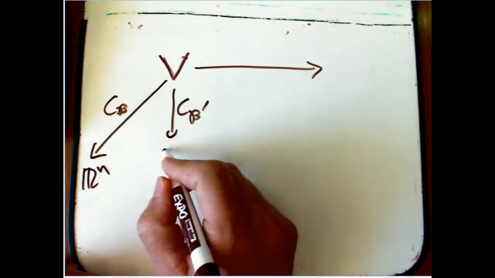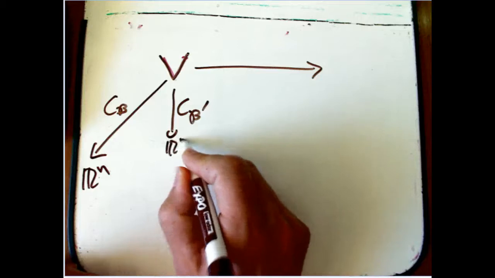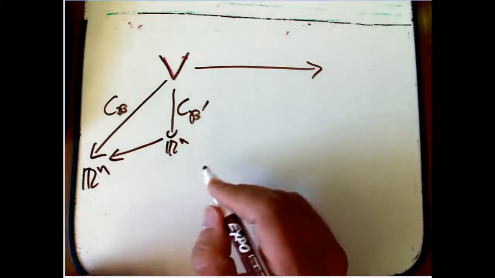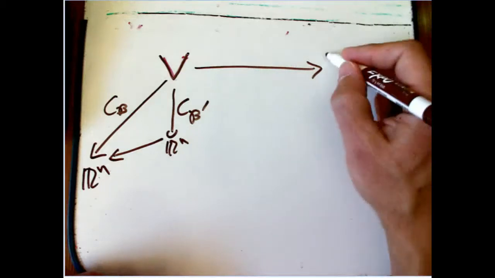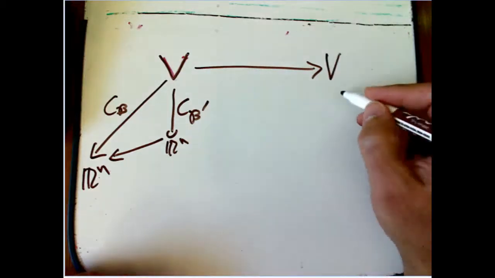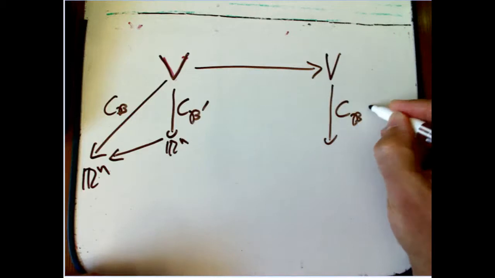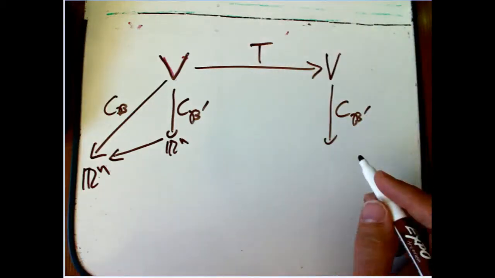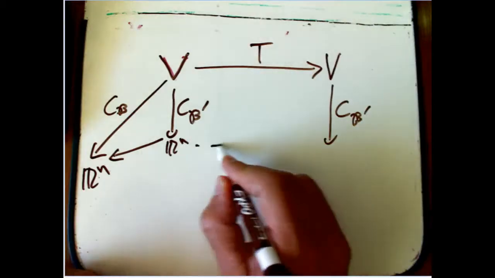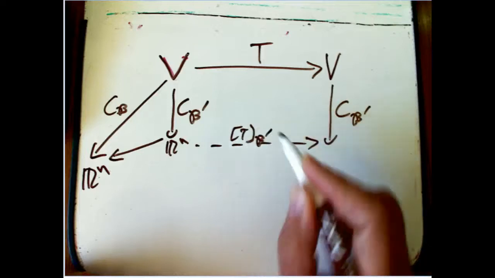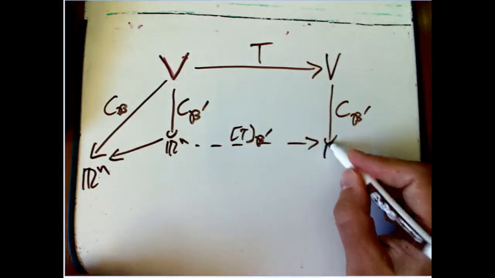Bunch of spaces and maps. And so it's got a square in the back here, which is taking a transformation from V to V and expressing it as a matrix in the basis B prime.